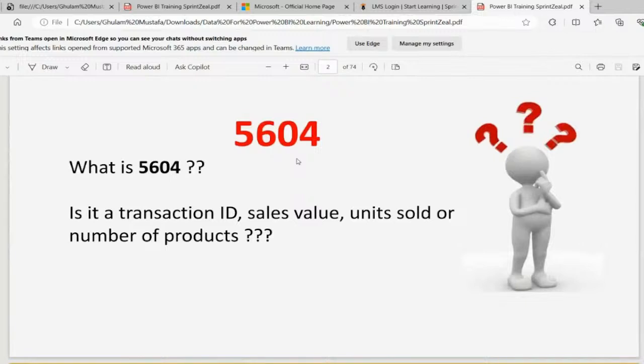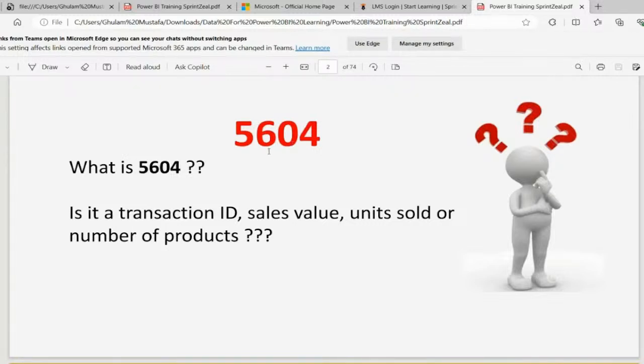Before jumping to the analytics or to any BI tool, we should know what this is. My first question for you: what is this 5604? It looks like a security code or something like that. Exactly. 5604 is a meaningless number for us because we did not apply any kind of dimensions.